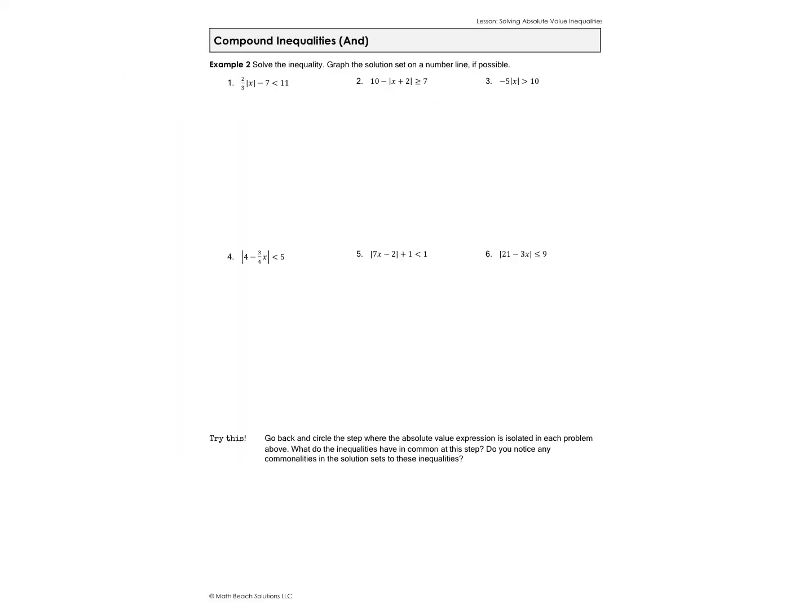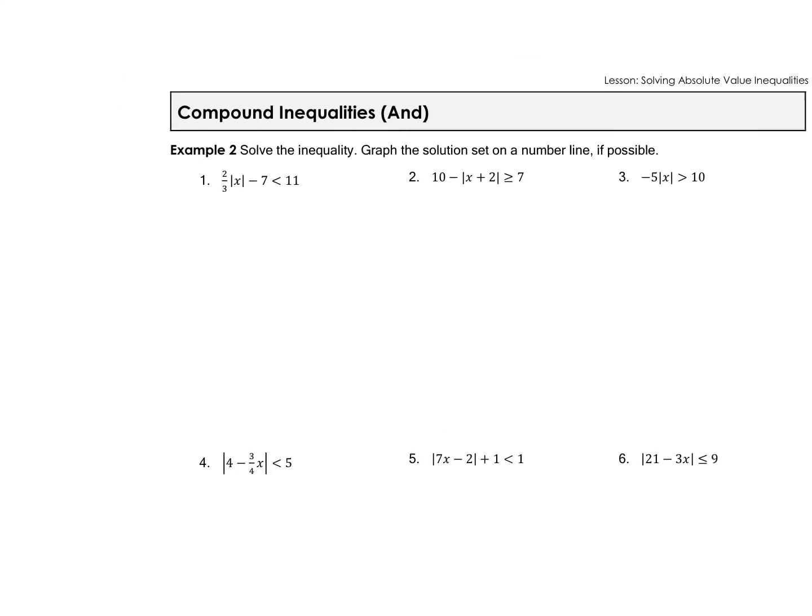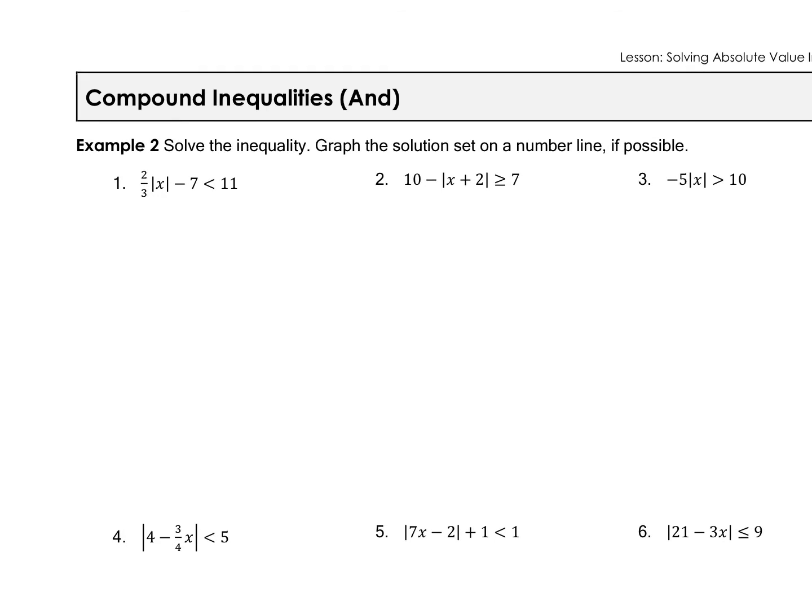All right, let's take a look back. Okay, so notice this one says we're still doing compound inequalities. This says and. So we'll talk about what that is in just a second. So we're solving the inequality, we're graphing the solution. So isolate. So when we circle our absolute value of x, we're going to add 7 first. So we get 2/3 absolute value of x is less than 18.